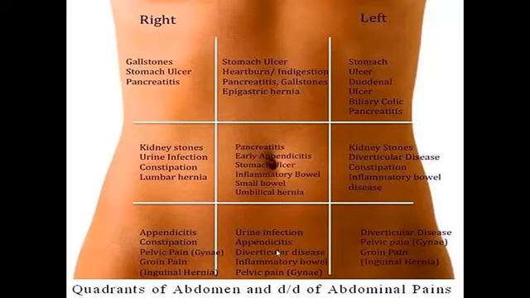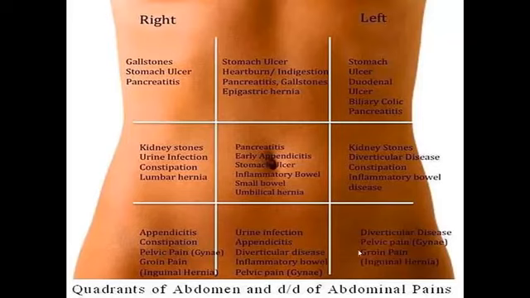Therefore, we can conclude that because we have the sigmoid colon and the rectum, we might have diverticular diseases. Urine infection can happen because here we're going to have the urinary bladder and the ureters. On the other hand, pelvic pain, which is due to gynecological reasons, might also happen because we have the uterus here together with the fallopian tubes.